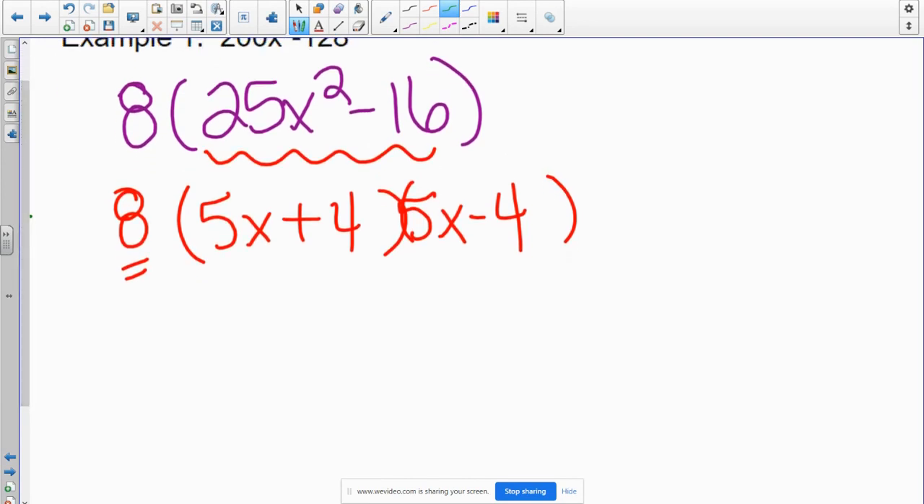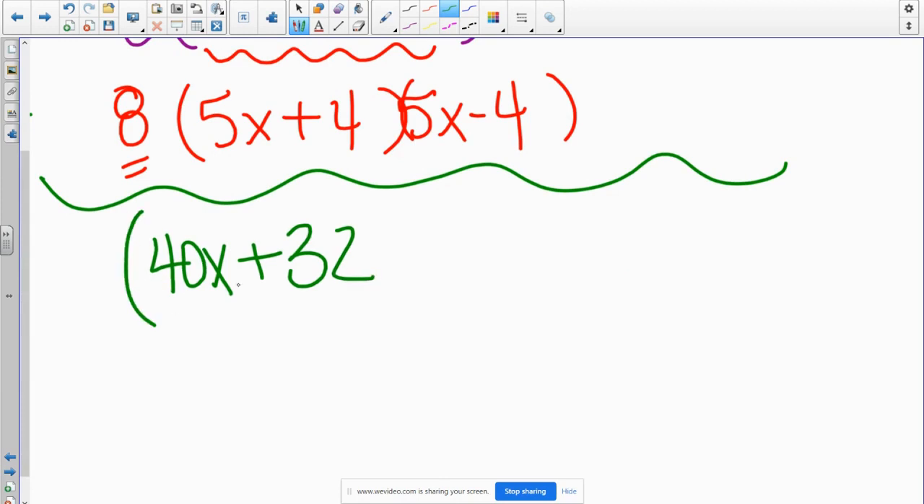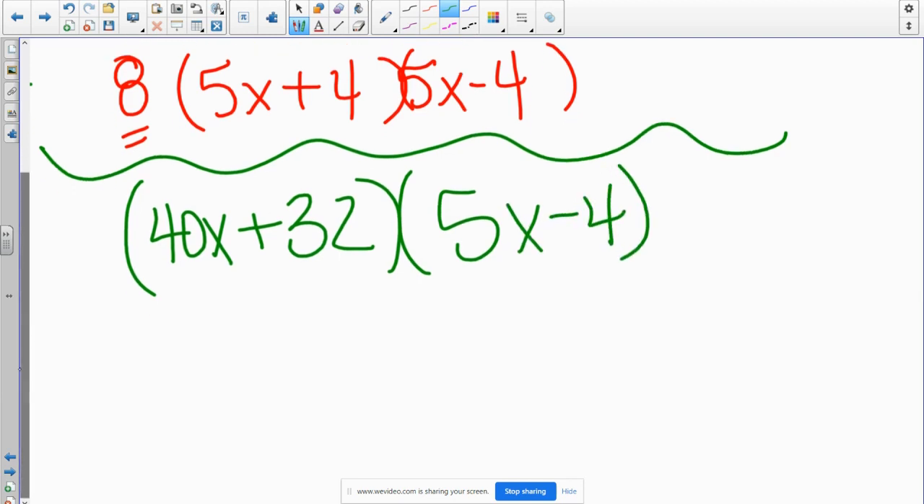So in this case, you'd have to multiply that 8 first. I'll just check this one with you so you understand. So 8 times 5 would be 40x. 8 times 4 would be the 32. So I just distributed that first 8 to that first set of parentheses. And then you're going to have to multiply two binomials.